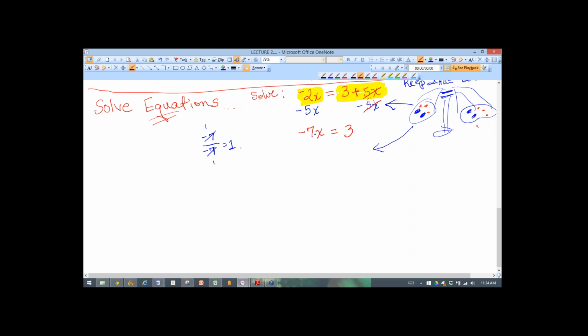So if I divide both sides by this -7, here we are, keeping it balanced on both sides, right? Be careful with your signs. Your signs will cancel and go positive. Your 7s cancel to 1. And we are left with x on the left. Right now we have x all by itself. And the right side is going to be -3/7.